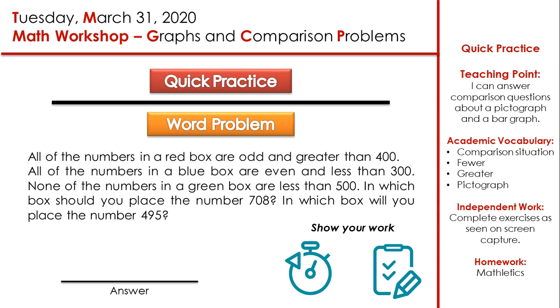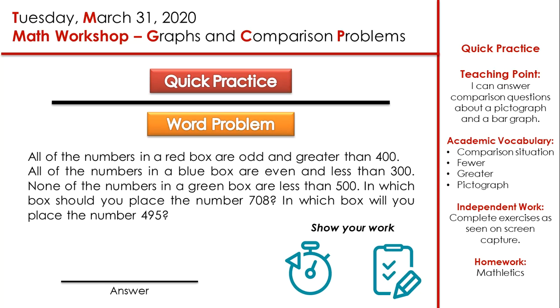So let's read it together. All of the numbers in a red box are odd. This means that it doesn't have a partner, right? And greater than 400. All of the numbers in a blue box are even and less than 300. None of the numbers in a green box are less than 500. In which box should you place the number 708? In which box will you place the number 495?